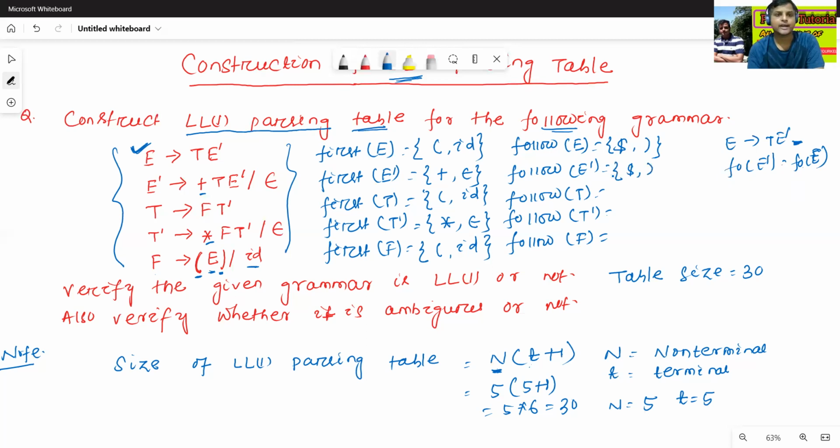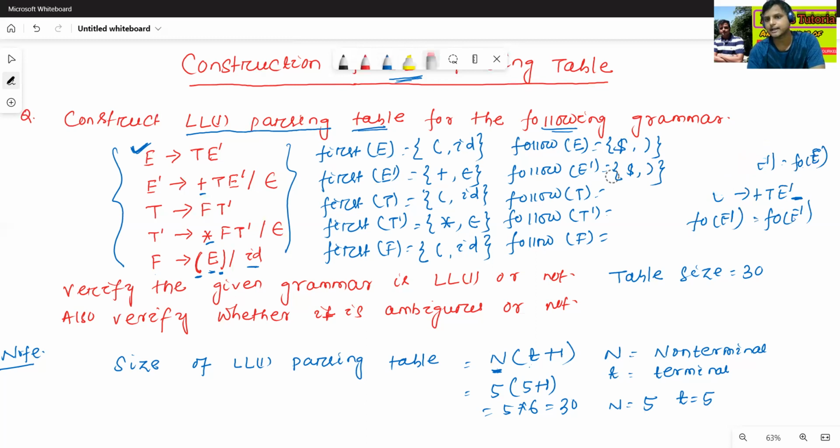Now we'll check where E prime is on the right side. This is one production, E prime → plus T E prime. There is nothing on the right side of E prime, so follow of E prime is follow of E prime. So follow of E prime equals $ and close bracket.